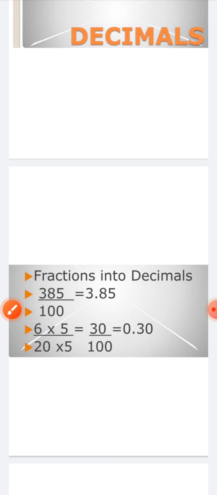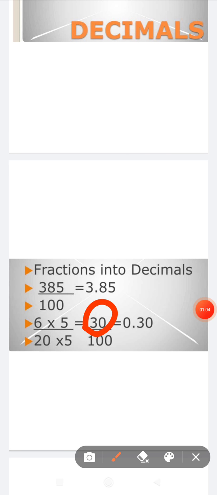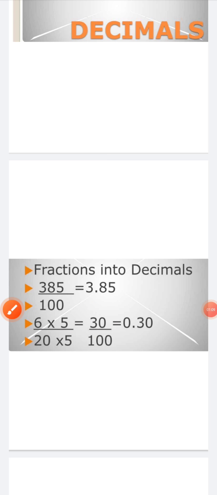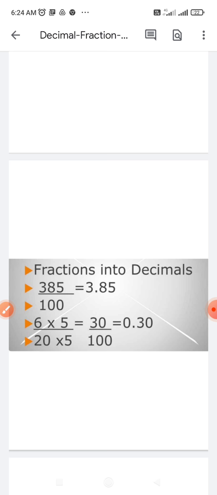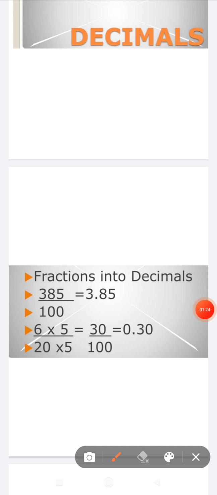Our next problem, 6 multiplied by 5 divided by 20 multiplied by 5, children. 6 5s are 30. Then 20 multiplied by 5: 0 into 5 is 0, and 5 2s are 10. So you get the value 30 divided by 100.